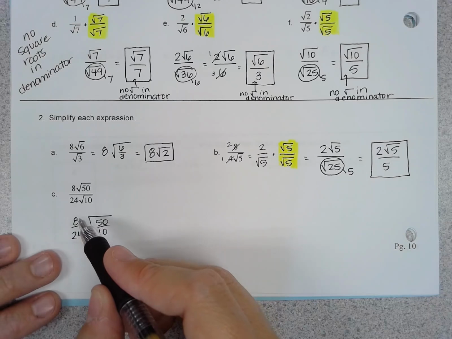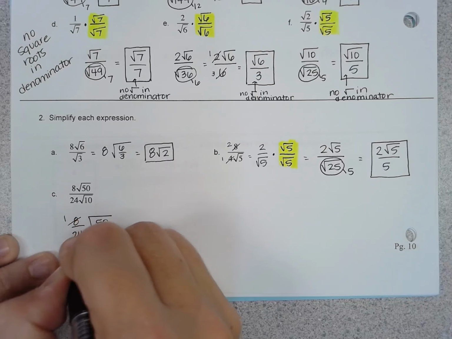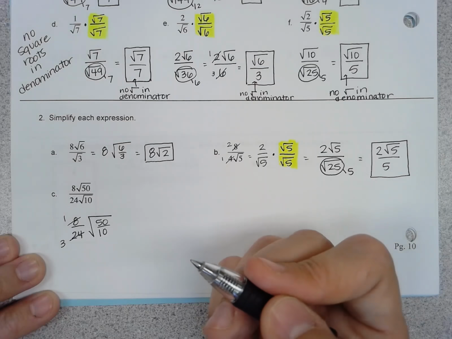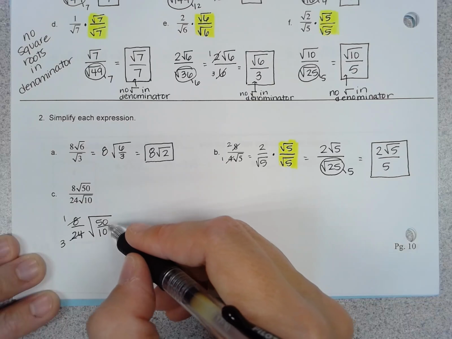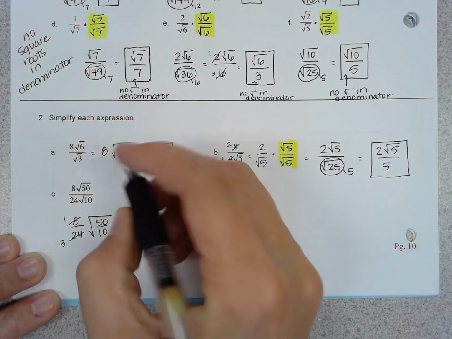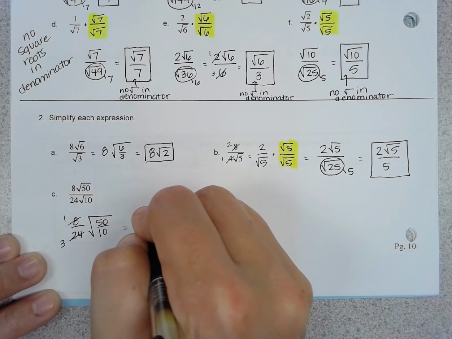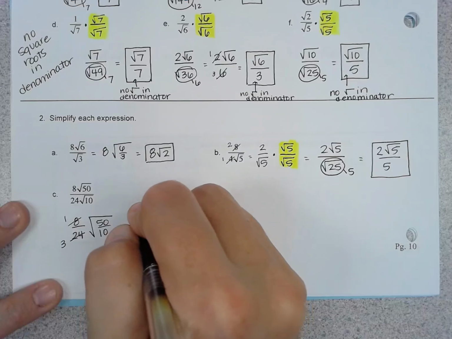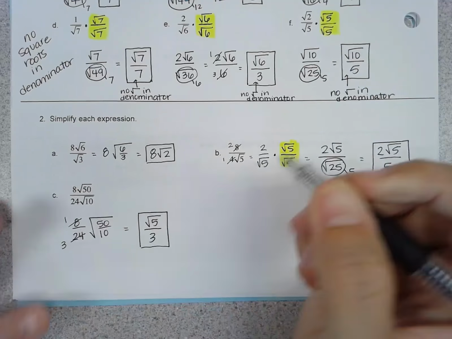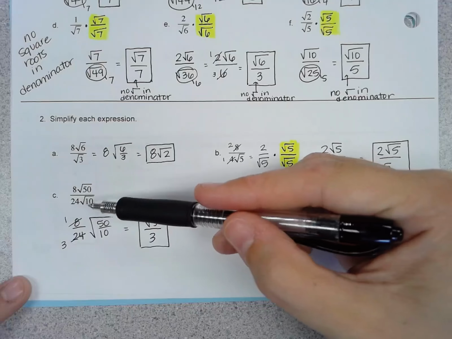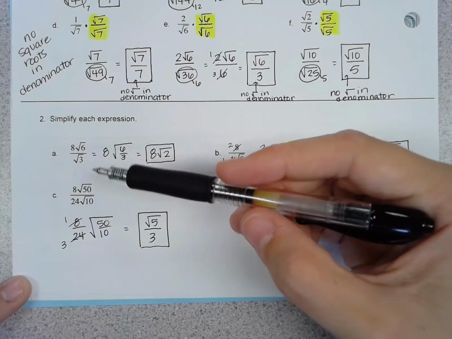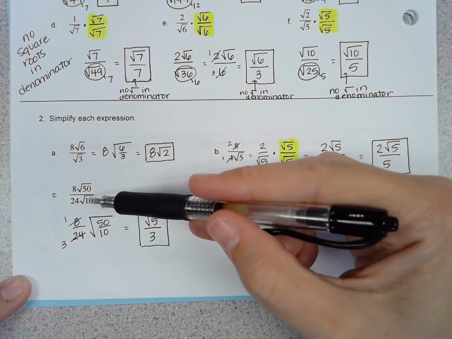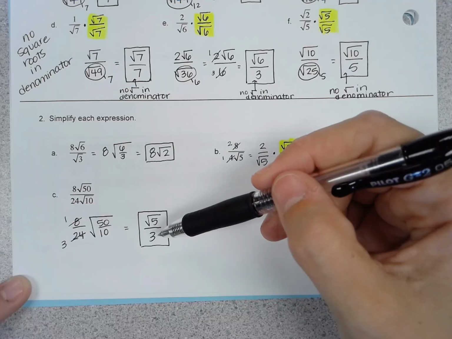When I divide 8 and 24, 8 goes into 8 once, 8 goes into 24 3 times. So those can simplify. And then when I simplify 50 divided by 10, I'm going to get the square root of 5. So the square root of 5 is going to be on the top of the fraction, and the 3 is going to be on the bottom. So even though originally it looked like there was going to be a square root in the denominator, so I was going to have to do the rationalization step, sometimes I can fix the problem first and avoid having to rationalize it.